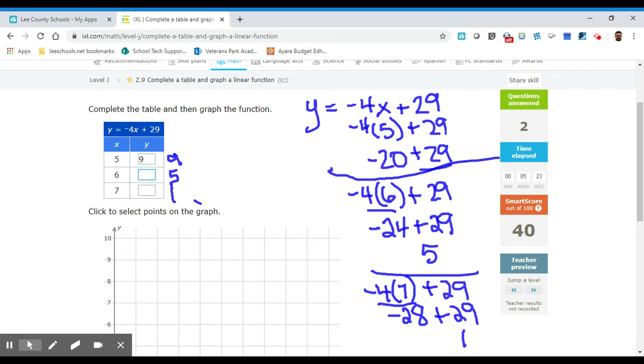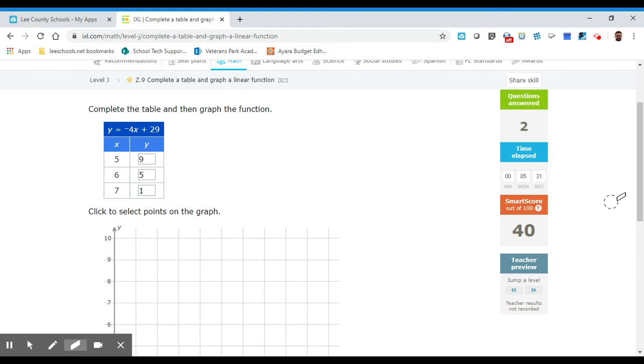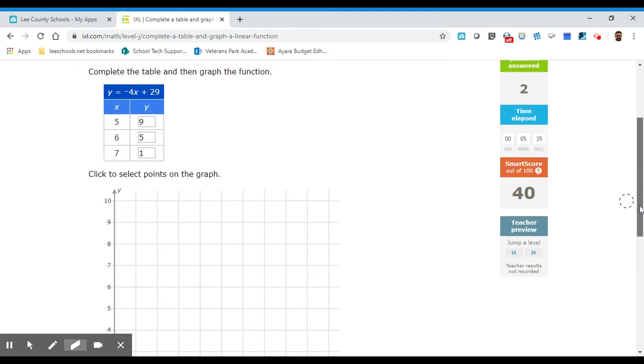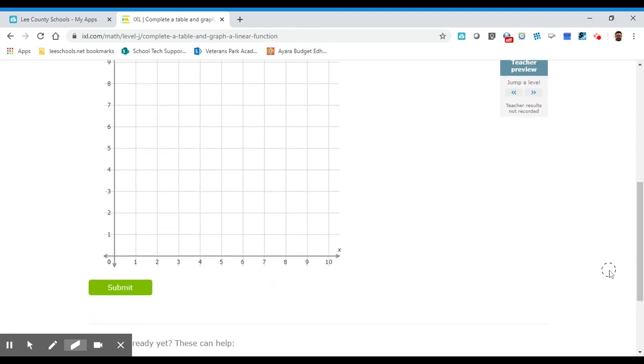And then you have to graph it. And the points that I think we should graph are, it doesn't really matter. You could pick any two. Let's do 5, 9, and 6, 5. So 5, 9, and 6, 5.